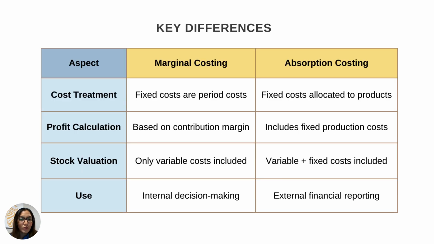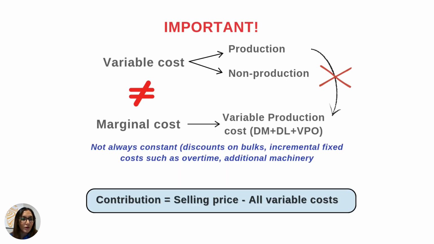Let's now look at the key differences of marginal costing and absorption costing. In cost treatment, you can see that fixed costs are period costs per the marginal costing concept, and in absorption costing, fixed costs are allocated to products. In profit calculation, profit in marginal costing is based on contribution margin. We can go back to the formula again. We calculate the contribution margin as selling price minus all variable costs. So this contribution margin is related to the marginal costing concept.